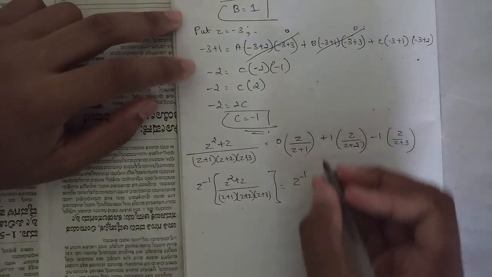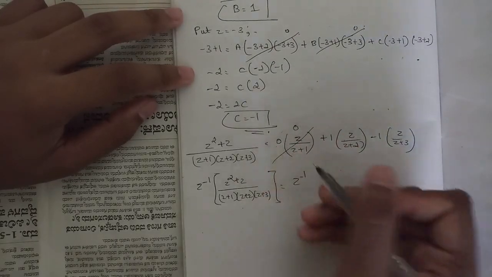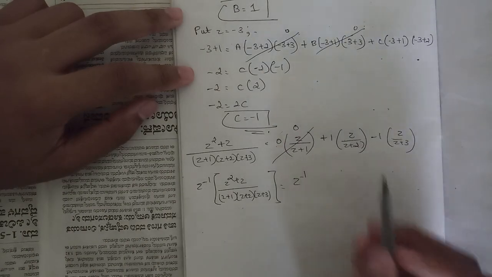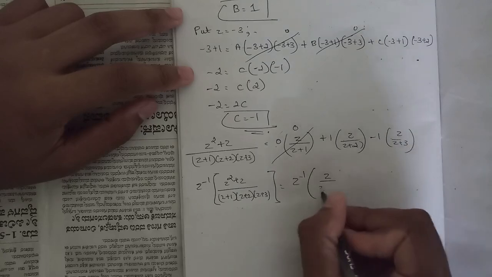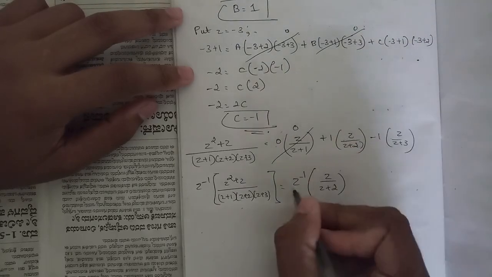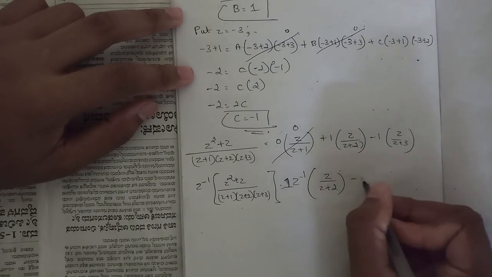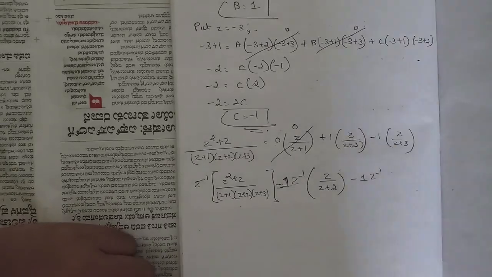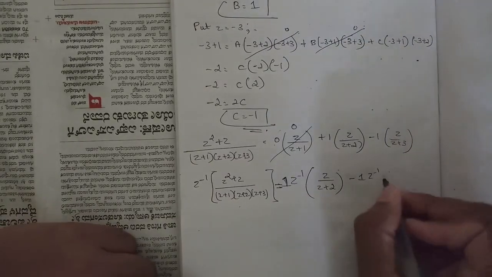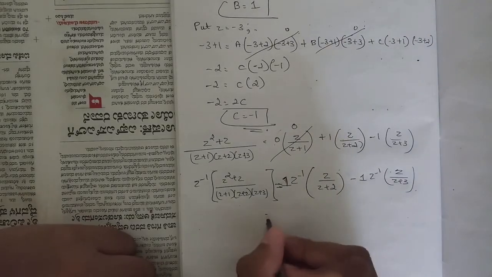Z inverse of this term we can neglect, we can write it as 0 because 0 is there, right? So let's start with this term itself. Z inverse of z by z plus 2. This 1 I have taken outside here, you can write it as 1 minus 1 into z inverse of z by z plus 3.